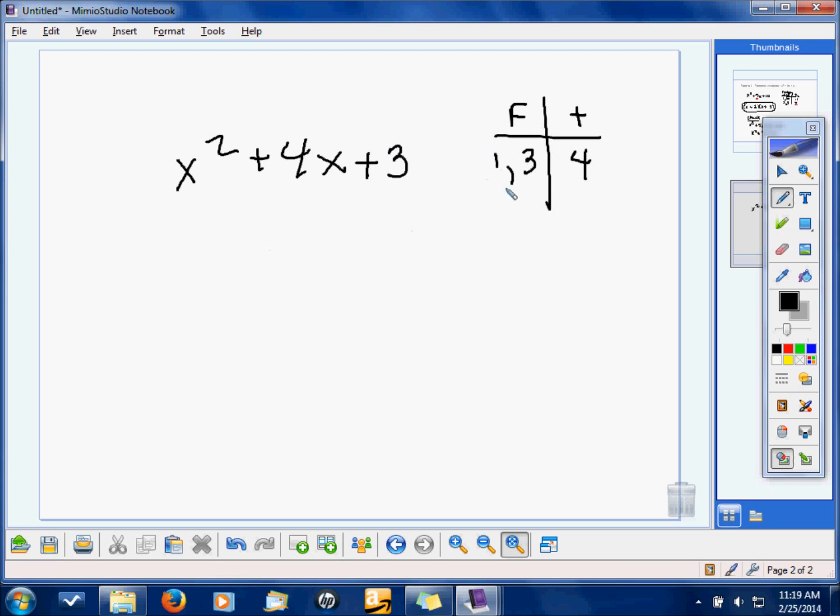Now, if you tried all the factors and you never got the sum, you would say that it's prime, and you can't factor it. So this one then, if 1 and 3 is our only choice, now you get x plus 1. Good, x plus 1 and then x plus 3. And if we checked it and multiplied it back out, we would get that this is the answer. So very nice, very simple.